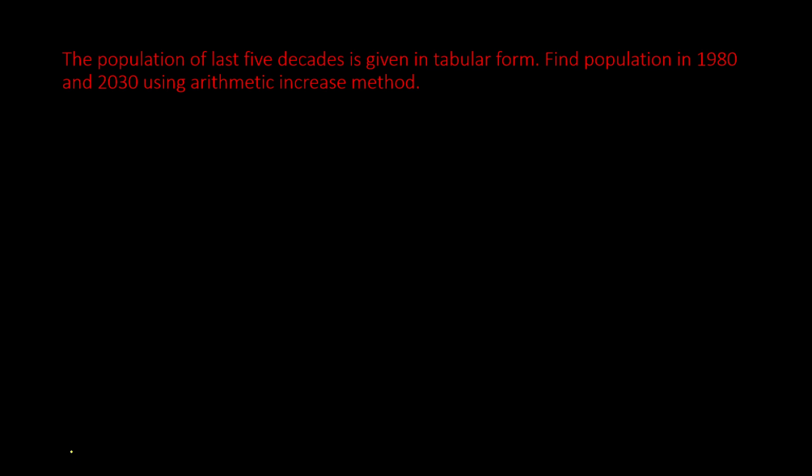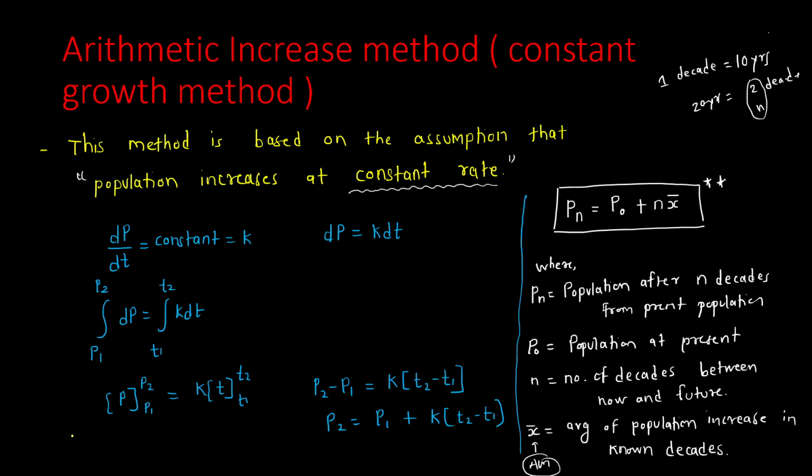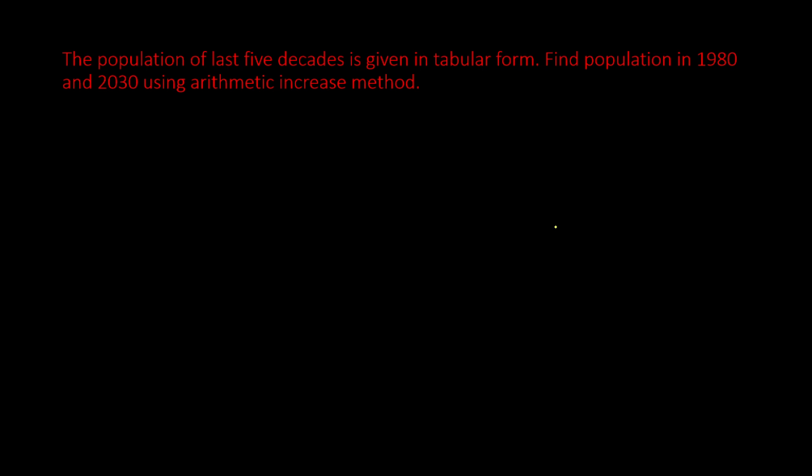So in the previous video we have seen the first method to estimate the population in future, that is the arithmetic increase method. This is also called the constant growth method. This is the formula for this: Pn is equal to P naught plus n into x bar. Now we'll see one problem on this.